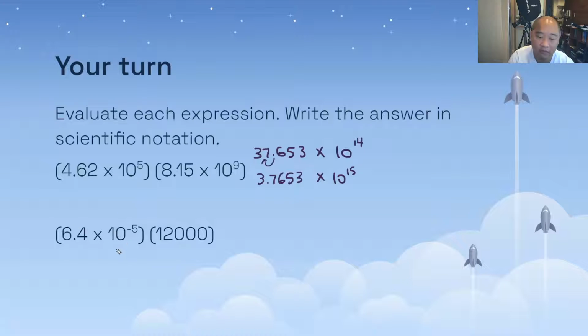Here, we have one number written in scientific notation, but the other is not. So first we need to turn this into scientific notation. This is 1, 2, 3, 4 places, right? So that's a 4. And then we can multiply. 6.4 times 1.2 is 7.86 times 10 to the negative 5 plus 4, which is negative 1. Okay, let's move on.